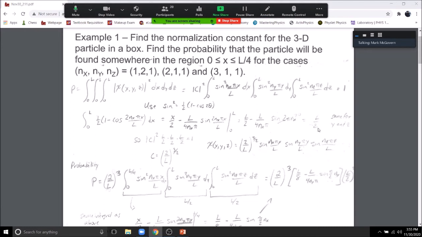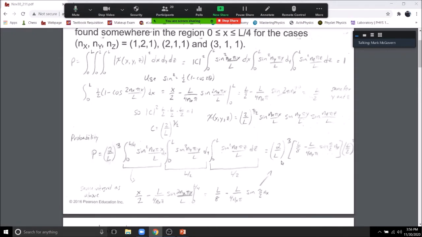So I do the same for y. I do the same for z. And each integral gives me a factor of L over 2. So the equation becomes c squared times L over 2 times L over 2 times L over 2. Solve for c. We get (2 over L) to the 3/2 power. That is the normalization coefficient. So now with this factor in the front, when you integrate this function over the box, you get a value of 1, which is what is required in normalization.